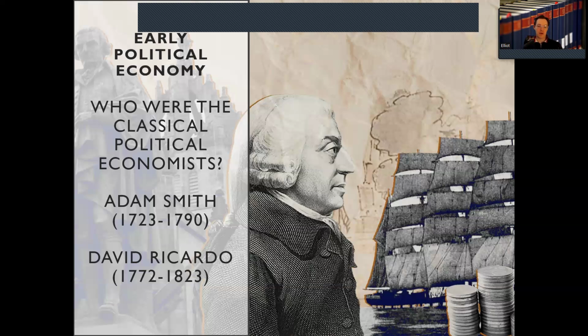And the outstanding representatives of classical political economy at this time were Adam Smith, who, amongst other things, very famously wrote The Wealth of Nations, and David Ricardo, who wrote On the Principles of Political Economy and Taxation, which are both readings for this week.